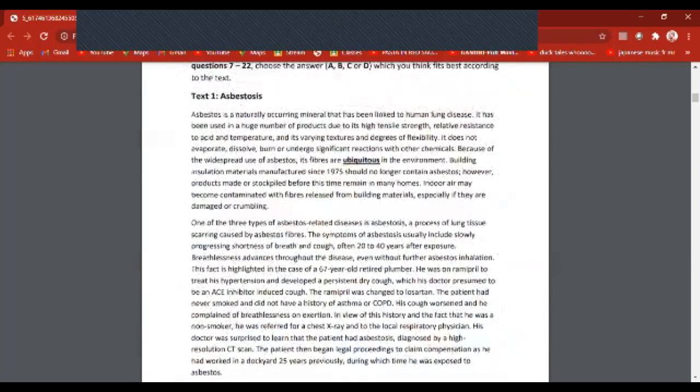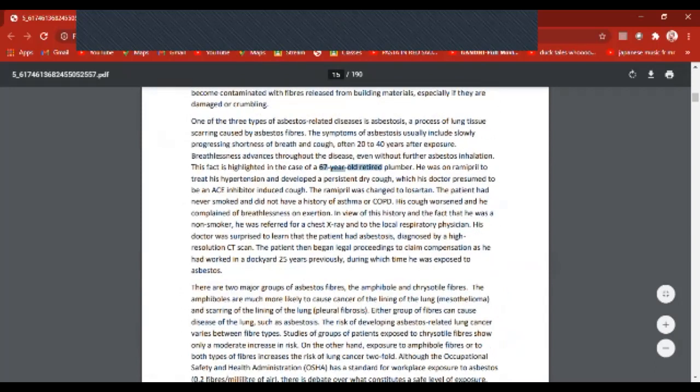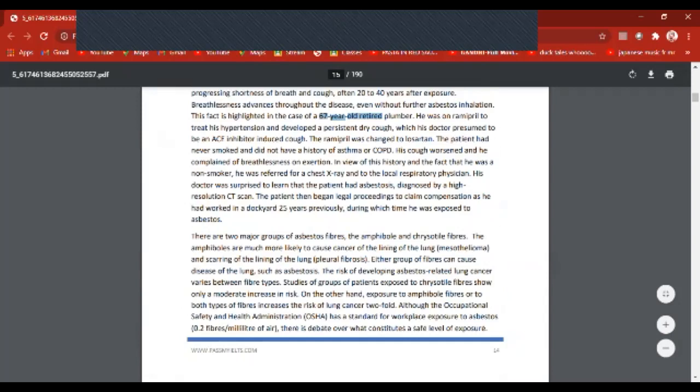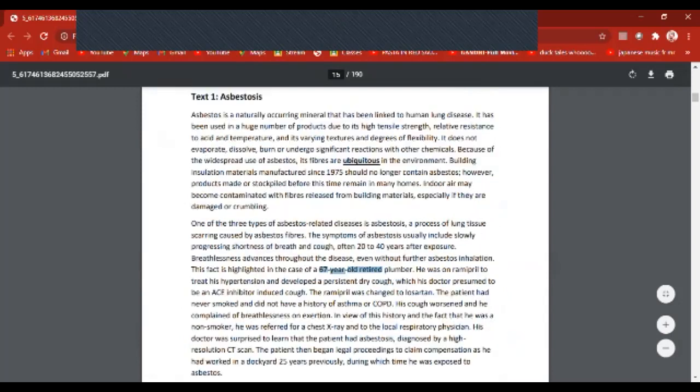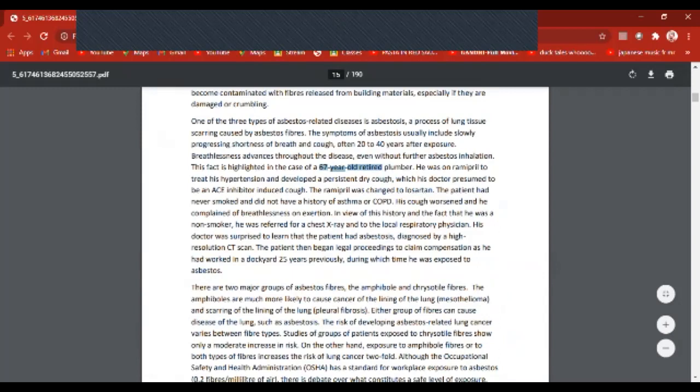You see here it is very clearly mentioned. First was this, second was ubiquitous, third was about this case study. So you don't have to read this first. You can go to the question first, right? So here it's third paragraph, 1, 2, and 3. Third paragraph.